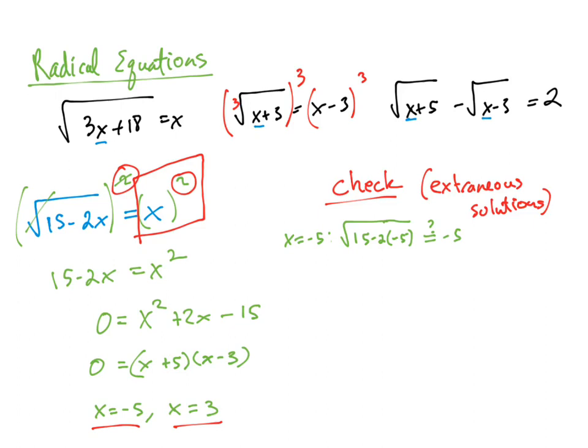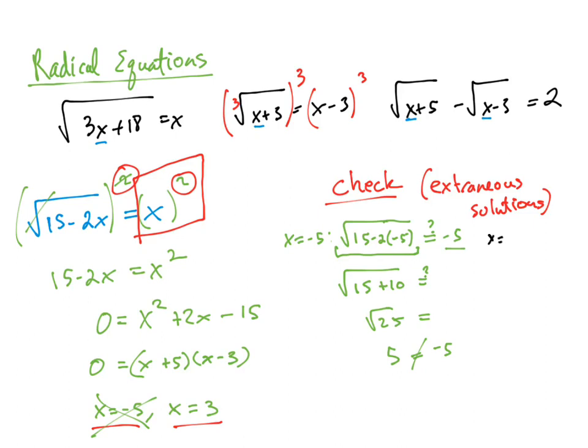Well, I already know that this isn't going to be true because the left side, when I take the square root, is not going to equal a negative number. But just to prove that, negative 2 times negative 5 is positive 10, and 15 plus 10, I get the square root of 25. We want the principal root, so we want the positive. So that does not work. So negative 5 does not check here.